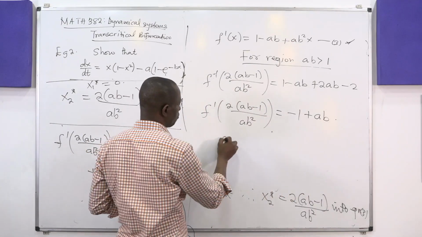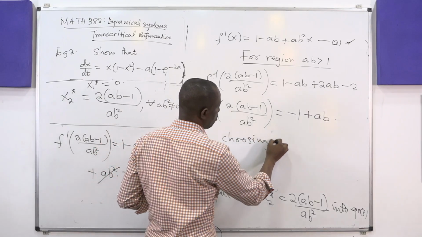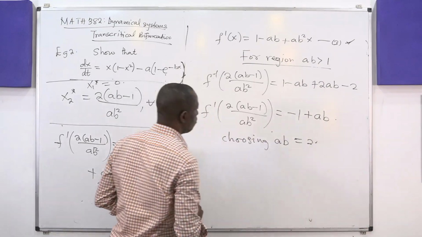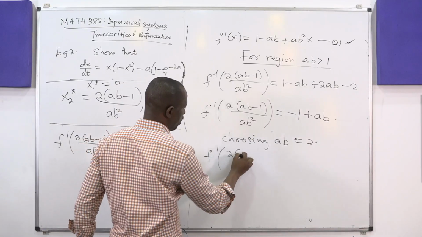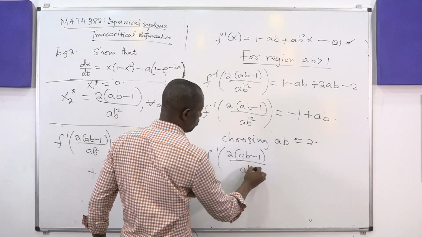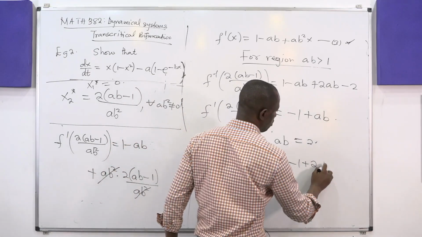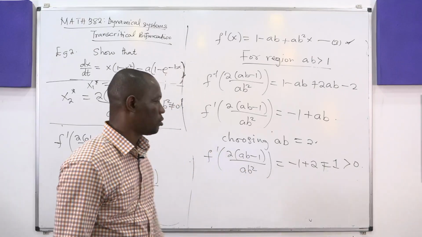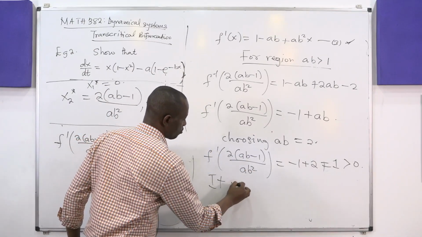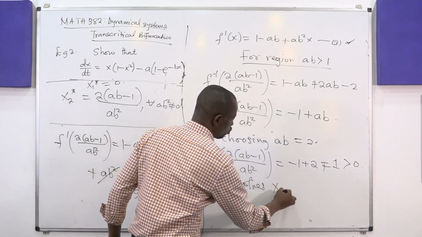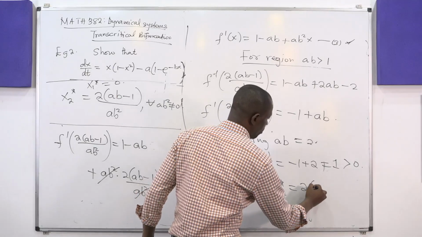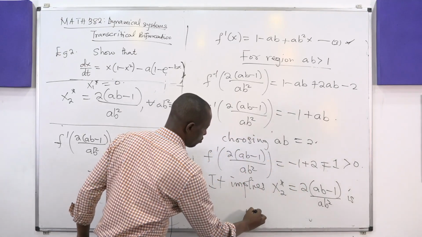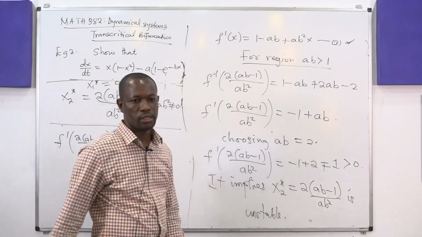So choosing for simplicity AB to be 2, or greater than 1, what do we get? f prime at 2AB minus 1 over AB squared equals minus 1 plus 2, which is 1, and this is greater than 0. It tells you it is unstable. So it implies that x2 star equals 2AB minus 1 over AB squared is unstable. You get it?